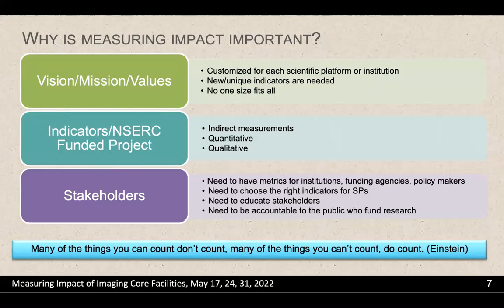So for our NSERC project, we used indirect measurements like interviews, qualitative indicators like impressions from users that were gathered through surveys, and quantitative indicators such as the number of labs using a facility. And as I mentioned, it's important that these indicators are measured to demonstrate the impact of the facility in a way that's aligned with the facility mission, but also aligned with the mission, values, and vision of the stakeholders that you're trying to communicate with. For example, an institution may want to know how many labs are using the facility, while a government ministry may be more interested in how many students were trained and found related jobs after they graduated. Next slide.